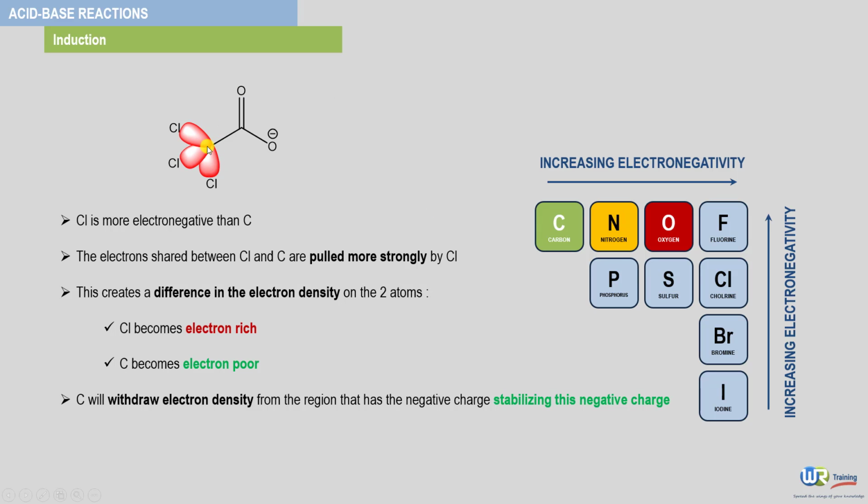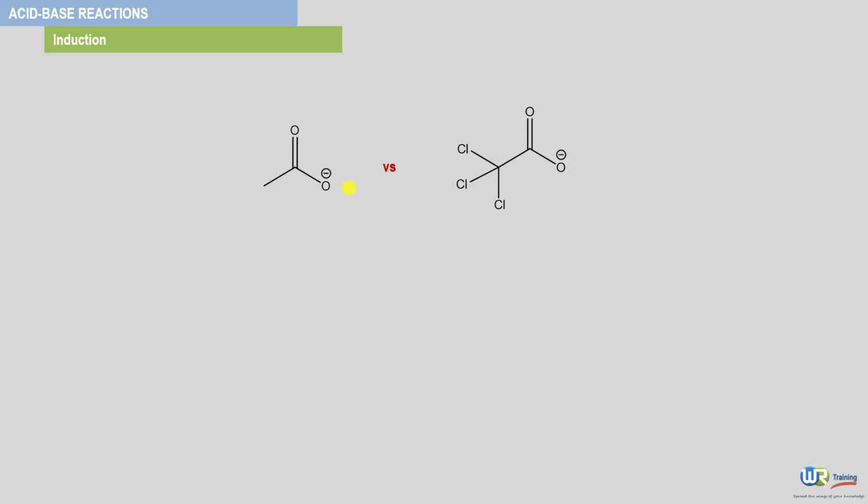The carbon here will then withdraw electron density from the region that has a negative charge. And in this case here, it will be this region here. So there is an inductive effect withdrawing the negative charge from this oxygen here toward the carbon. And this effect will stabilize the negative charge. For this reason, this compound here, due to the inductive effect, is more stable than this one.